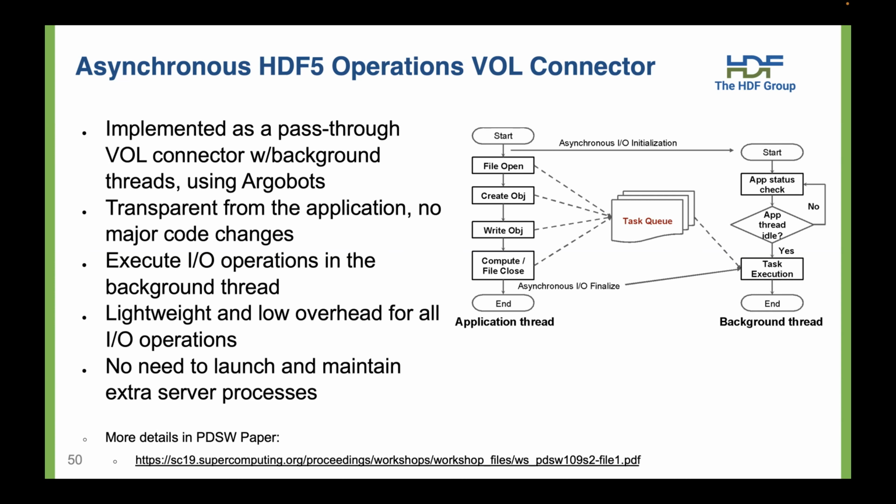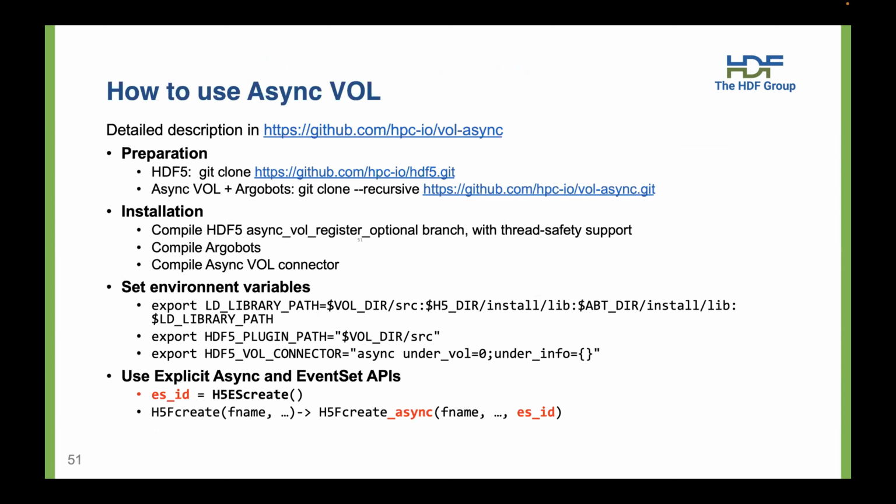If you use DAOS, you don't need the async VOL because DAOS also handles async as part of its programming. So this is just how to use async. There's a description here and a link on how to use it. It's on GitHub. You can download both the async VOL, and you need Argobots to run it. You need to compile HDF5, the async VOL, and then Argobots.